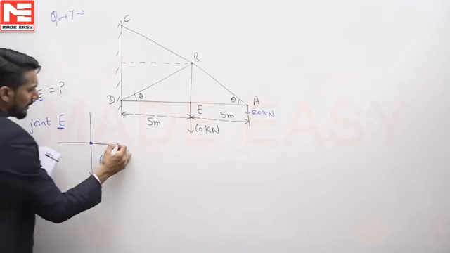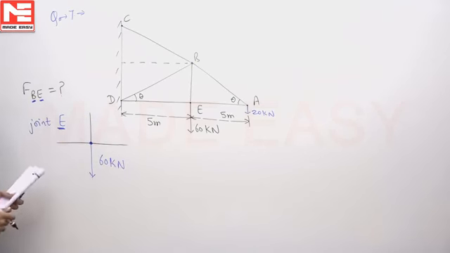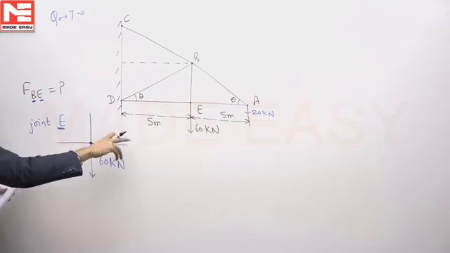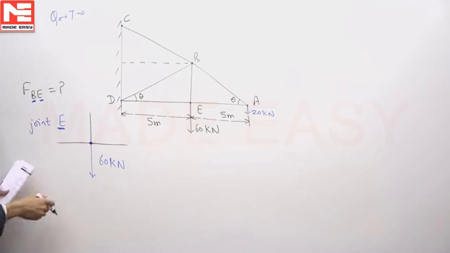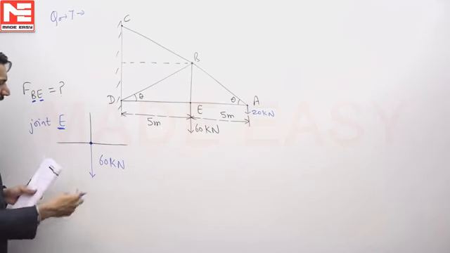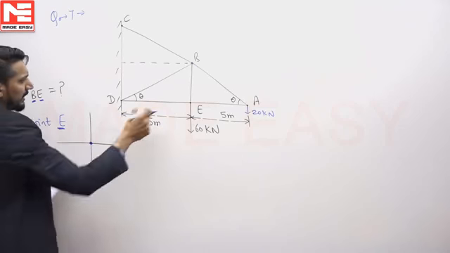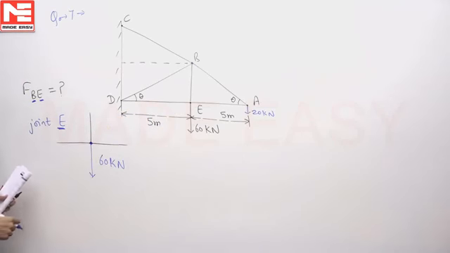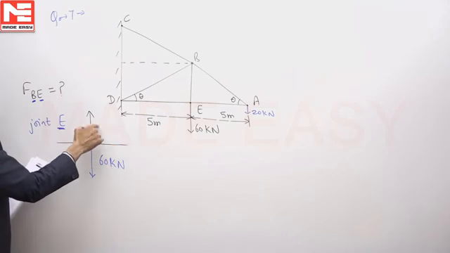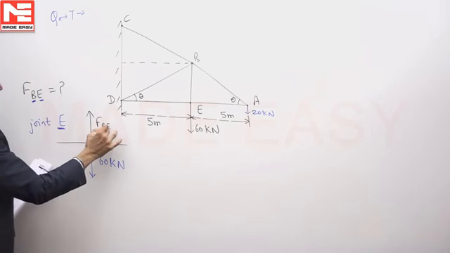Now see these particular members, the members can offer force. EA can offer force in this direction, DE can offer in this direction, and BE can offer in the vertical direction. And I hope you all understand that the force offered by member DE or EA will be in the horizontal direction, so that cannot cancel out this 60 kilonewton. To cancel out this 60 kilonewton, there must be some force in the vertical upward direction, and that force can be offered by member BE only.